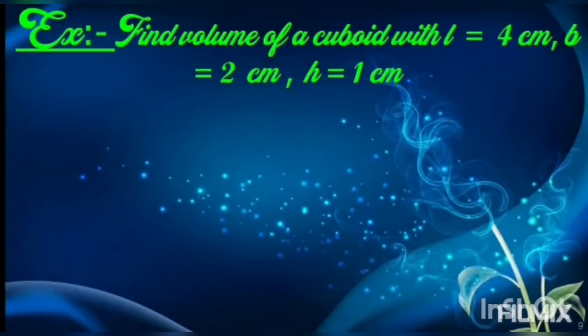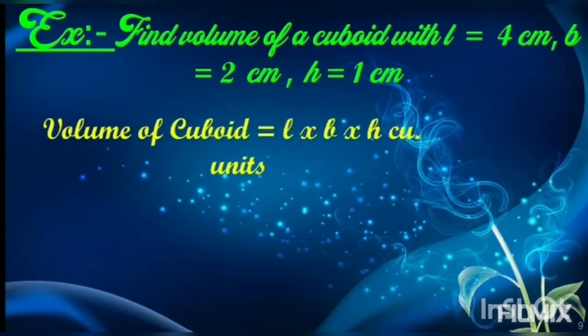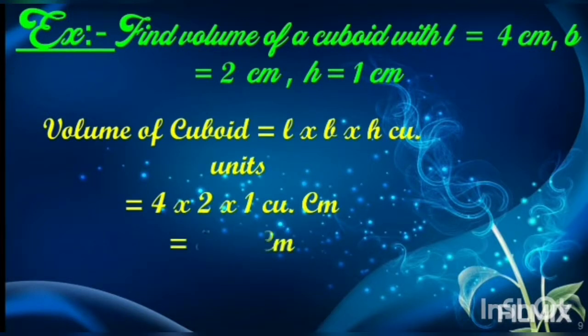Find the volume of a cuboid with L equals 4 centimeter, B equals 2 centimeter and H equals 1 centimeter. Since all the dimensions are given, let's write the formula. So volume of cuboid equals L into B into H cubic units. Let's input the values. Our equation will become 4 into 2 into 1 cubic centimeter. So our answer will be 8 cubic centimeter.